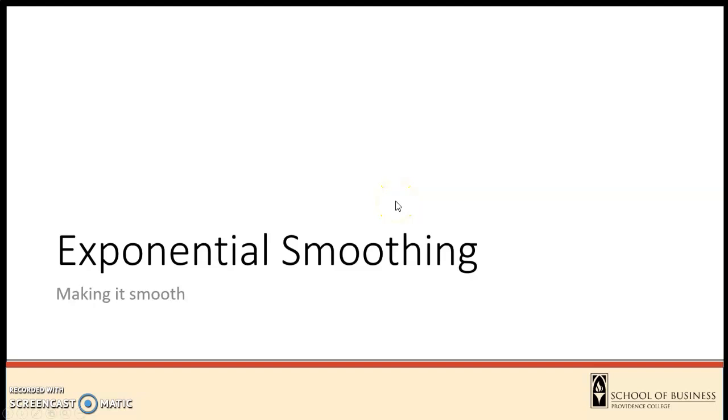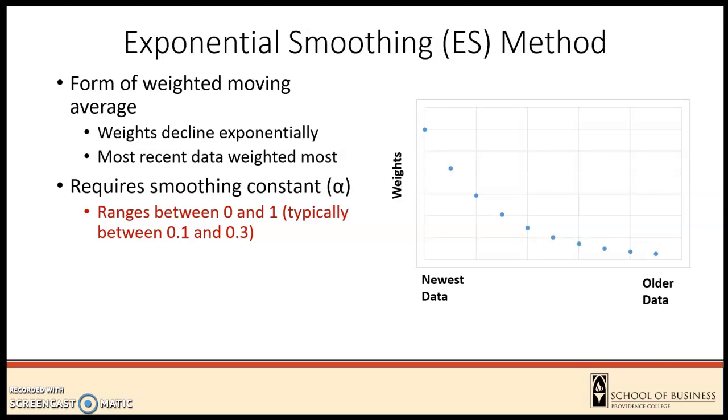Our next time-dependent forecasting method would be exponential smoothing. And this is a little bit different than the weighted averages. It is a form of the weighted moving average, but we set it up so the weights decline exponentially. And what this is going to do is weight the most recent data heaviest.